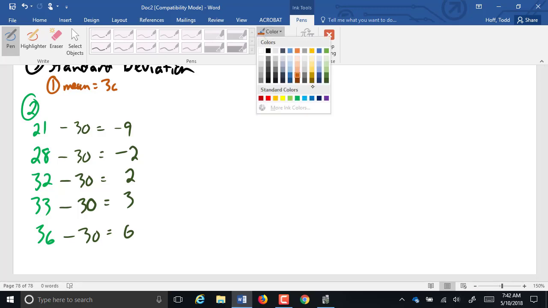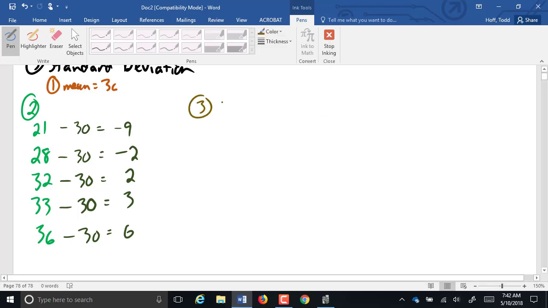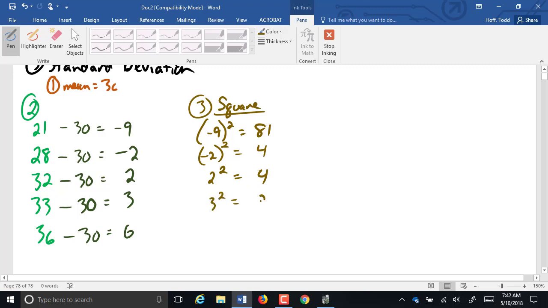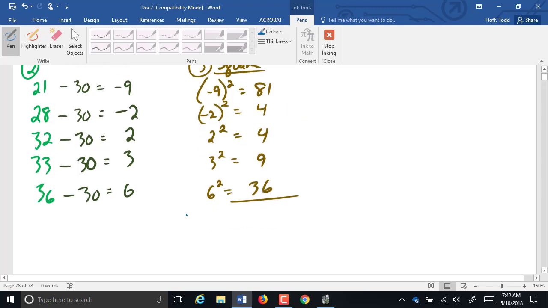Step 3. One more step. Square the deviations. So -9 squared is positive 81. -2 squared is positive 4. Remember, anything squared should be positive. 2 squared is 4. 3 squared is 9. And 6 squared is 36. And then step 4 is find the sum. So we have what? 134.